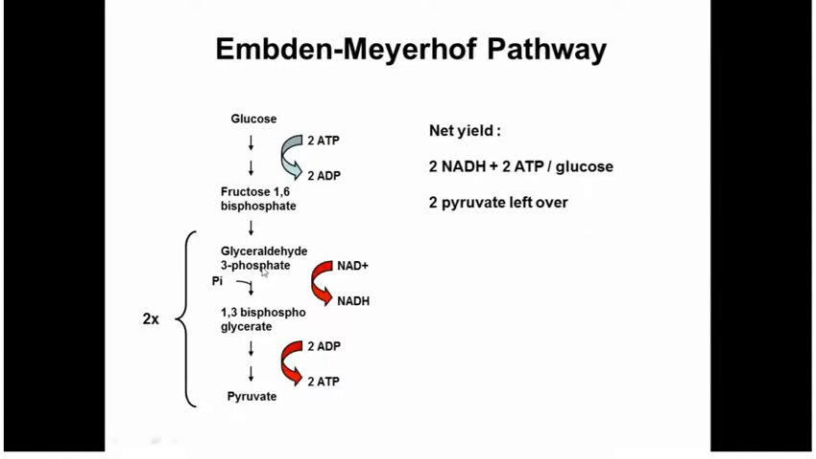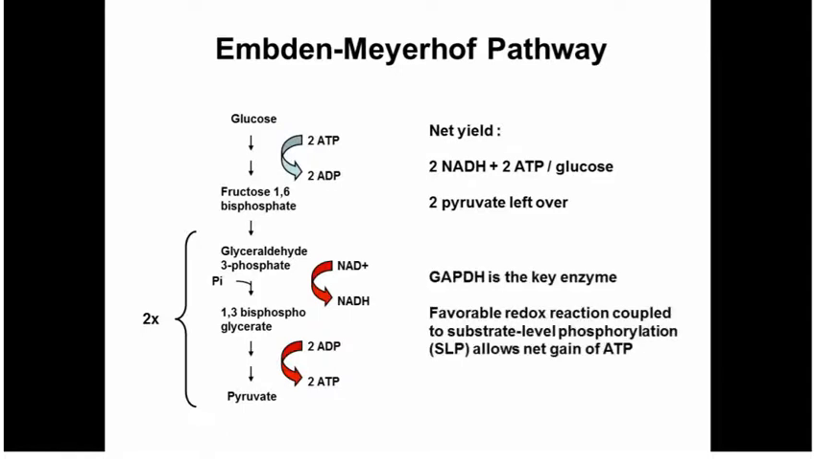Okay, because this is 3 carbon, 3 carbon, 3 carbon. You have twice as much here. So you generate 4 ATP at this step, where you had to spend 2 ATP in the beginning, so the net gain is +2. And it produces 2 molecules of pyruvate as a waste product, or let's say the end product of this pathway. So the key enzyme that makes this happen is this one, okay, GAPDH.